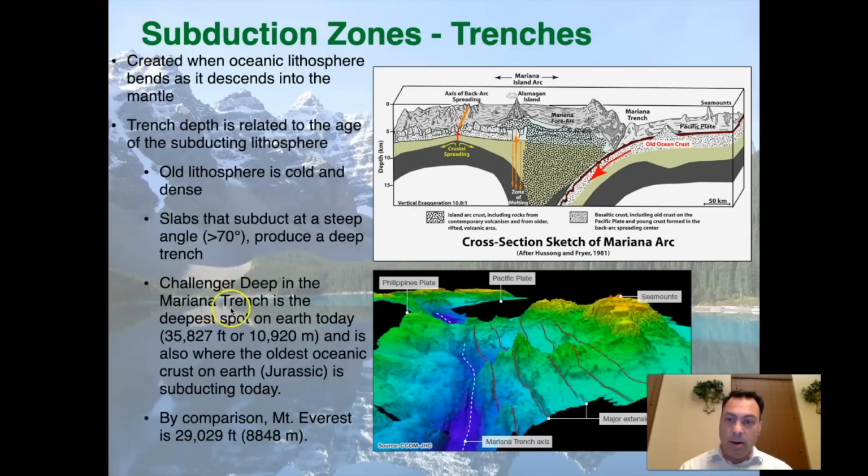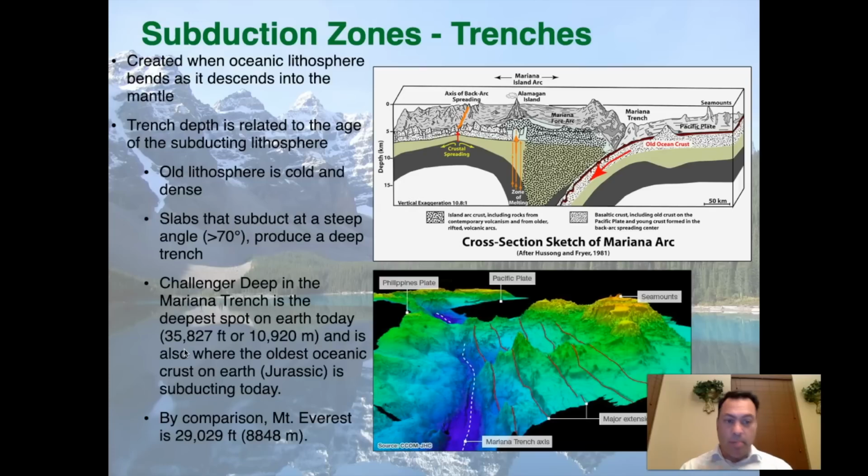Challenger Deep in the Mariana Trench is the deepest spot on Earth today. Just to give you an idea how big these features are, it's 35,827 feet, and is also where the oldest oceanic crust on Earth is subducting today. So that's the correlation, right? You get the deepest trench correlated with the oldest crust that is being subducted. Now, by comparison, Mount Everest is 29,029 feet. So you could put Mount Everest into the Mariana Trench at Challenger Deep and still have a mile of water to go. This is a massive feature.